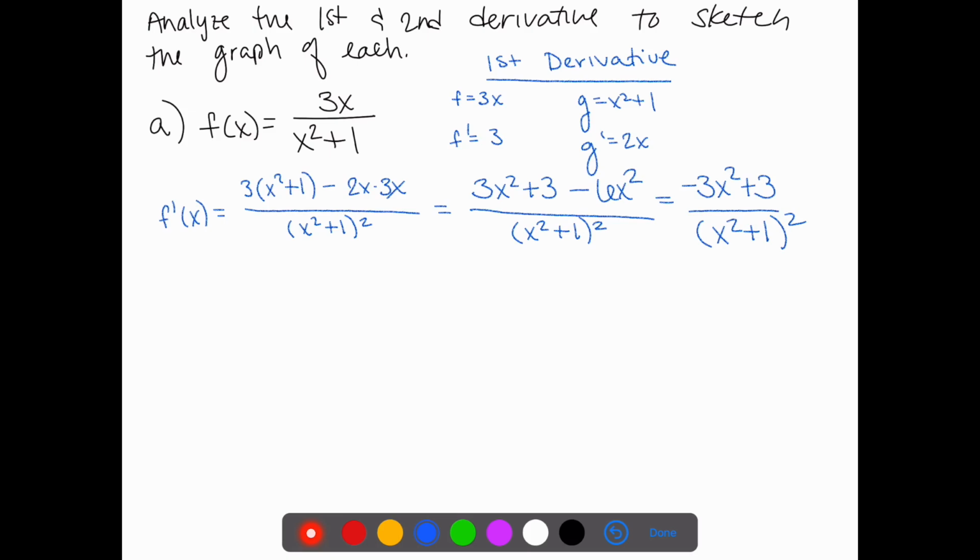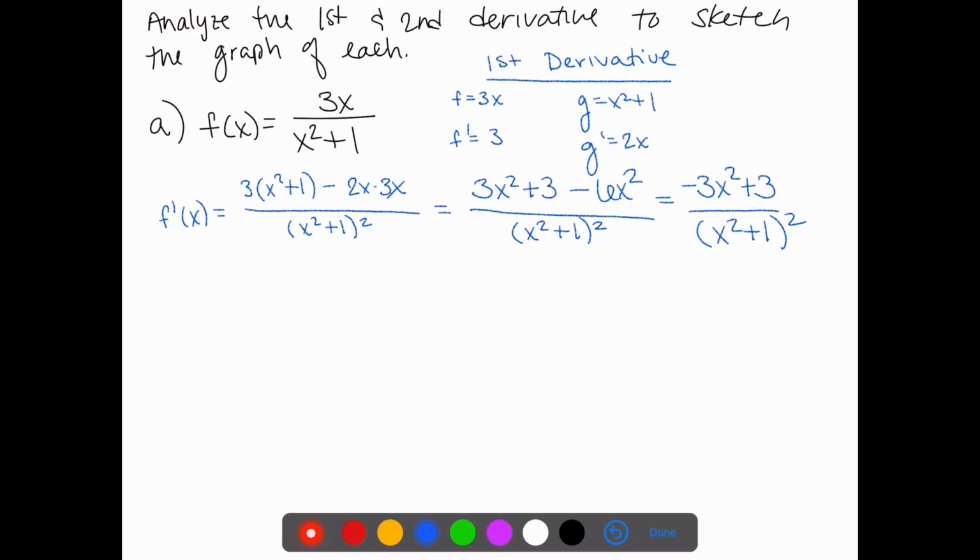This is a fraction, so I'm going to use my quotient rule. The top, the f, is the 3x. The bottom, the g, is x squared plus 1. So my f prime would be 3 and my g prime is 2x. I'm going to plug that into my quotient rule. I'm going to take f prime times g minus g prime times f all over g squared. That gives me 3 times x squared plus 1 minus 2x times 3x over x squared plus 1 squared.